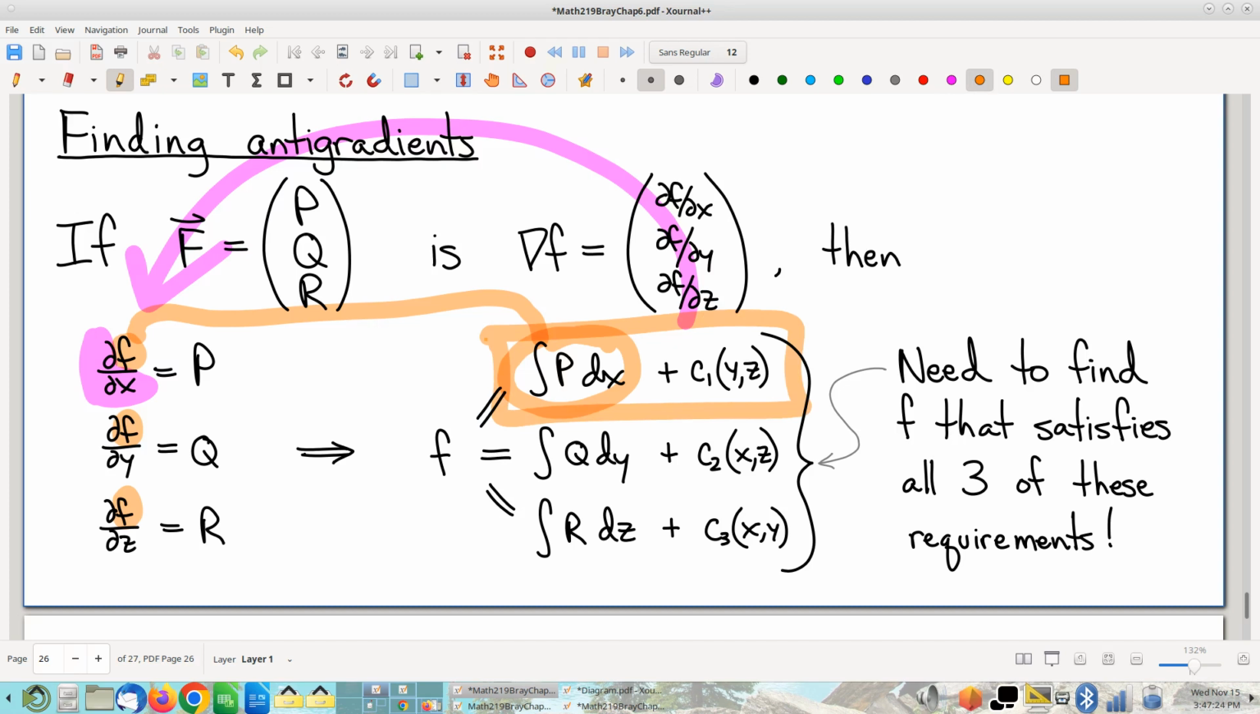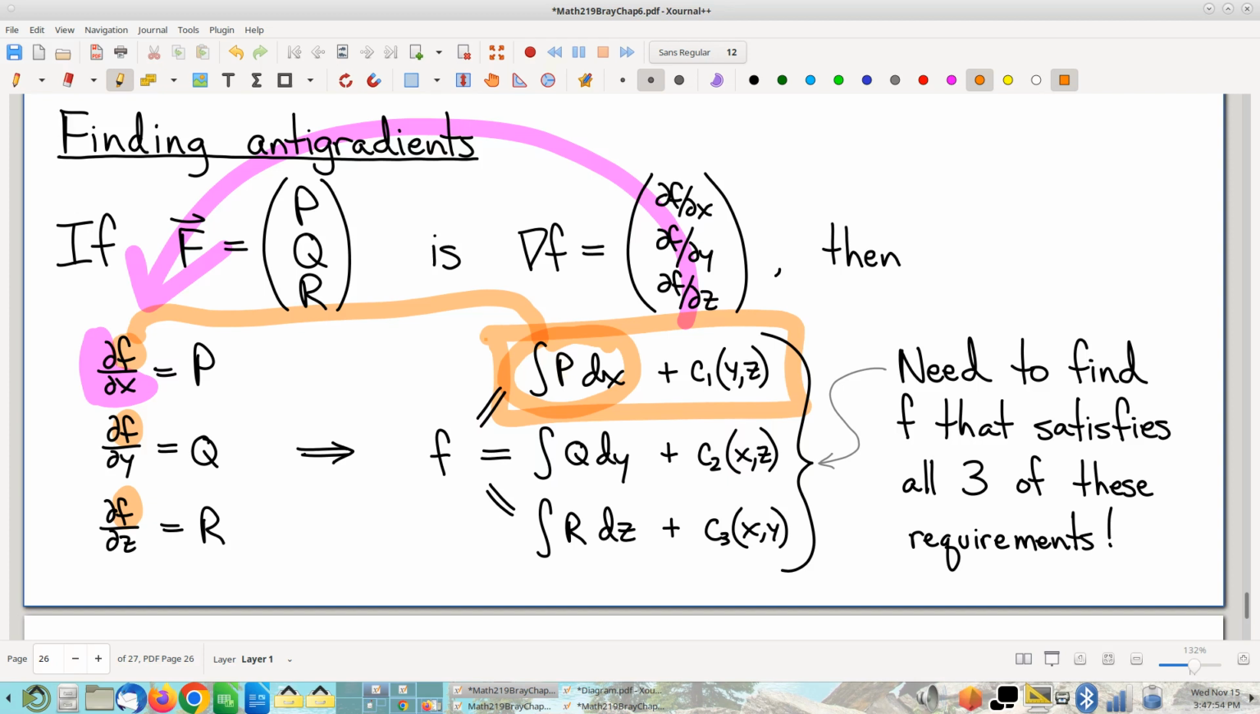Right, so the x antipartial of P already gives me the answer that I need, but if I were to throw in some function of y and z, as long as it doesn't have x's in it, any function of y and z, when I take that x partial, I'm going to get 0. So I can add in any function of y and z for free, anything that I want. The world is my oyster. Is that cool? Everybody happy with that?